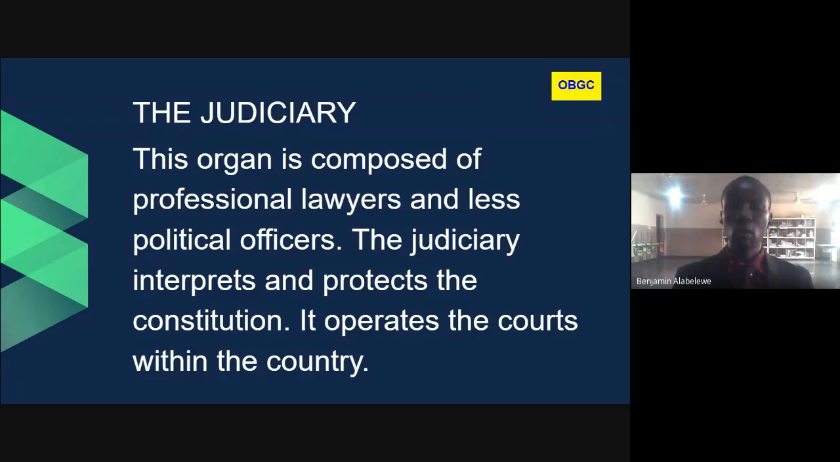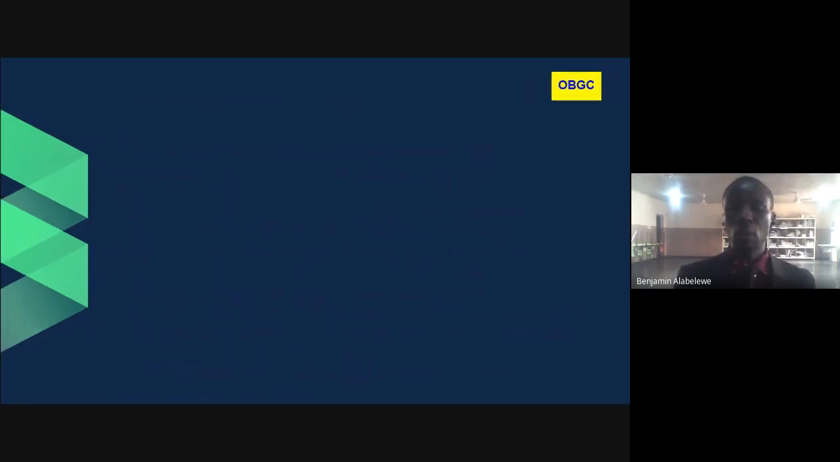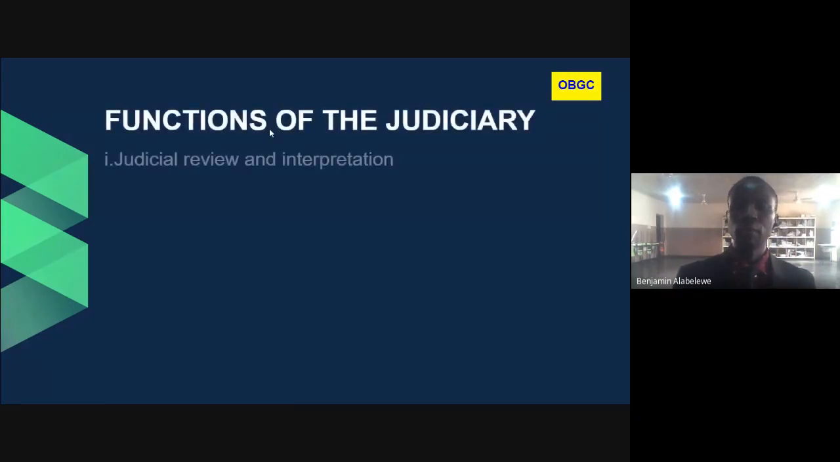Then we have the State High Court at the state level, which is the highest court there, right? It is headed by the Chief Judge of the state, who is appointed by the governor of the state. Then the lowest court is the Sharia court, or you call it the magistrate court, depending on the locality. Okay, the magistrate court is headed by the chief magistrate, while the Sharia court is headed by the Grand Qadi. Also, we have the Federal Court of Appeal, and the Federal Court of Appeal is headed by the president. Please take note of that.